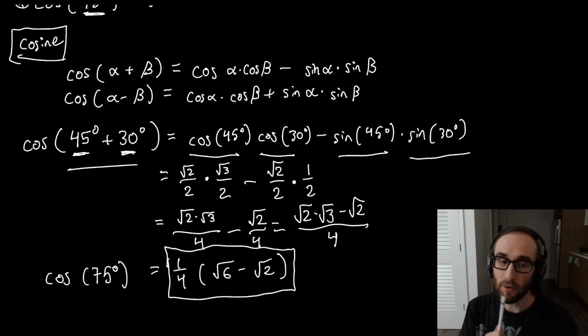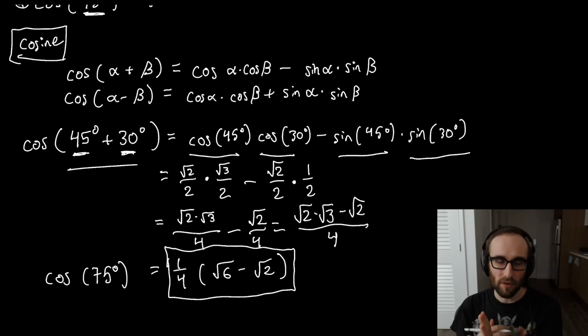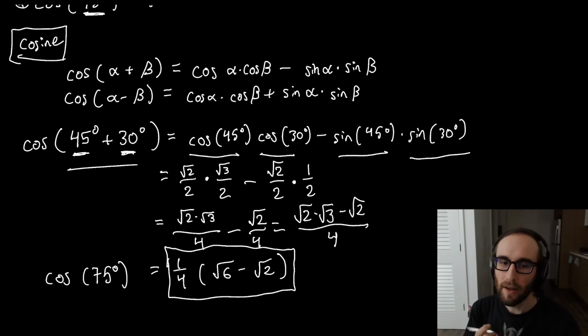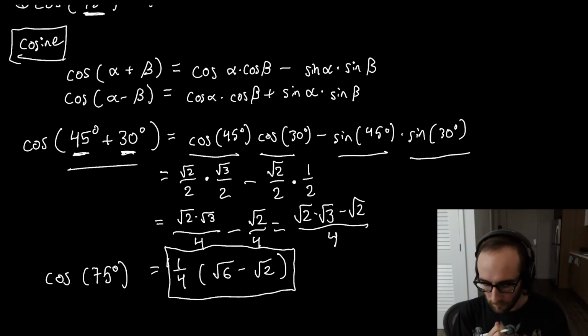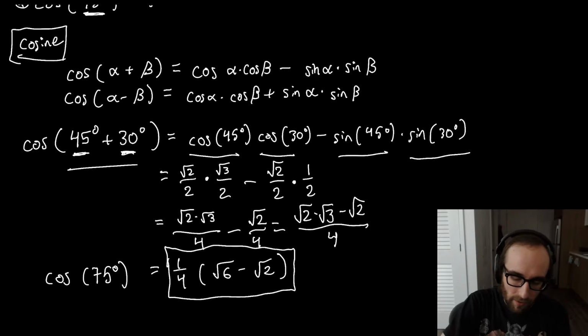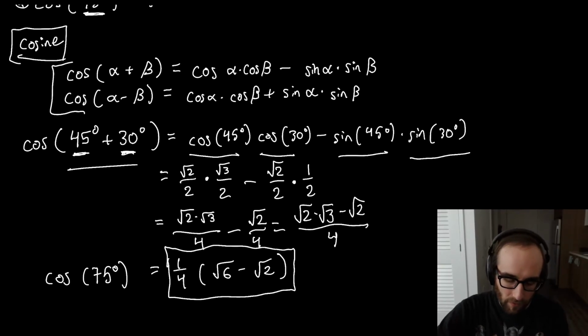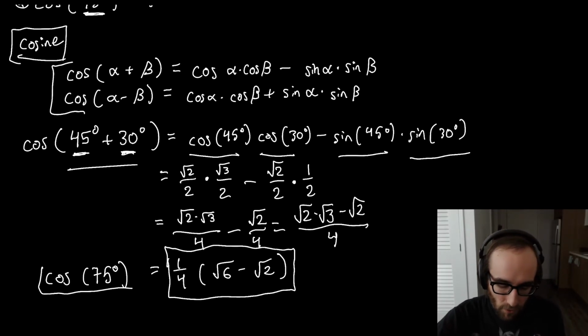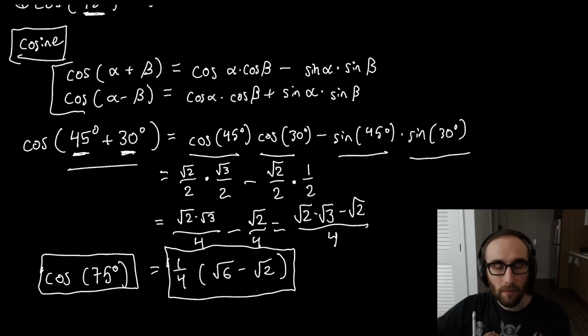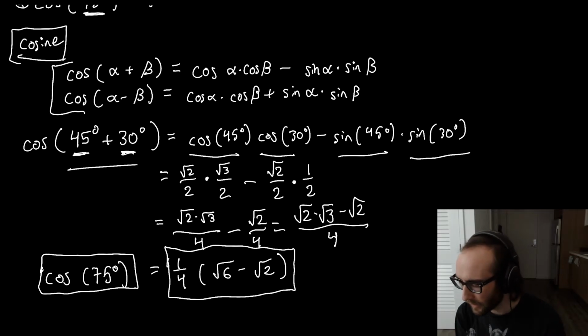So memorizing those values on the unit circle will be really helpful. And again, you only have to memorize the first quadrant, and then you can just know what the signs are for the other ones. Okay, so that's an example of how we can use our sum and difference formulas to find the value of an angle that we don't know, but we can split it up into known angles. Let's take a look at one more example.